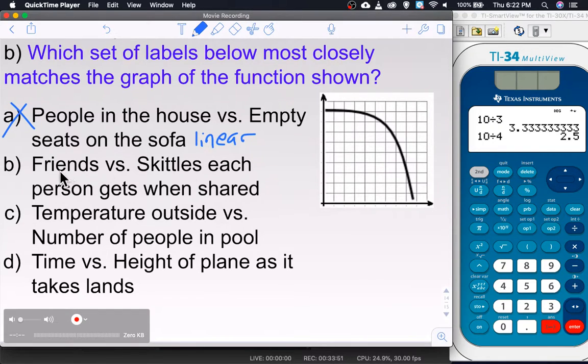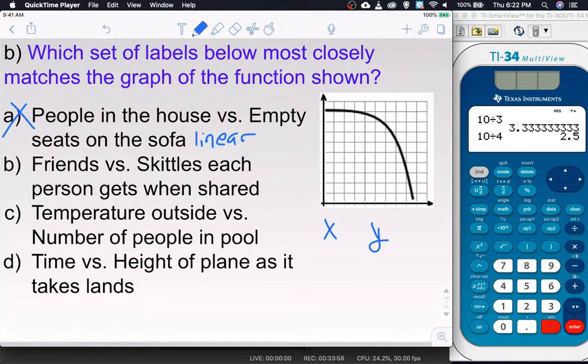Letter B. Friends versus Skittles each person gets when shared. Okay, so let me make a table. If I have 0 friends, sad me, I can get all 100 Skittles. Nah, let's break it down. I'm going to pick a different number. I'm going to pick 24. 24 divides by more. If I have 1 friend, so if I'm sharing with 1 other person, how many Skittles does each person get? Well, you'd have 2 people to share with, you and the friend, so each person would get 12 Skittles.